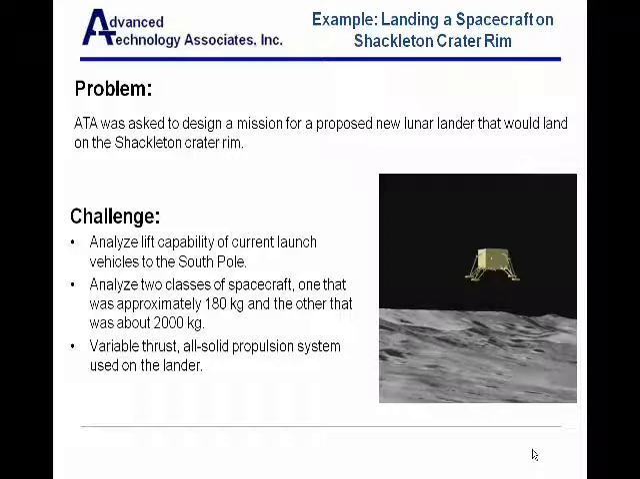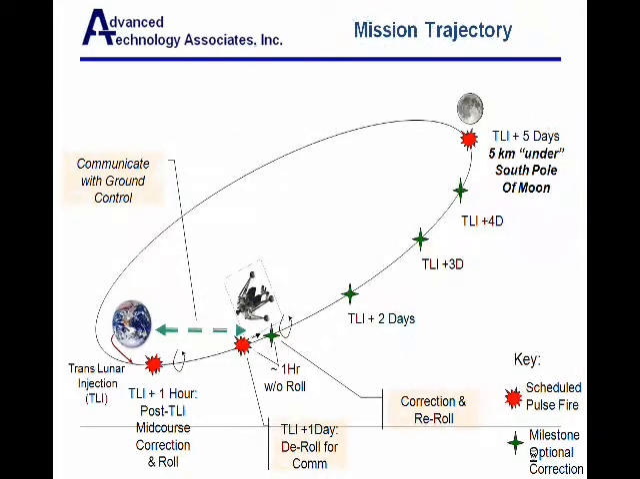Conducting trade studies as we proceeded, we performed trades on the spacecraft subsystems and built an equipment list from those trades. After adding customer-supplied payload mass, we determined the total mass required for the mission. This is an illustration of the mission trajectory.